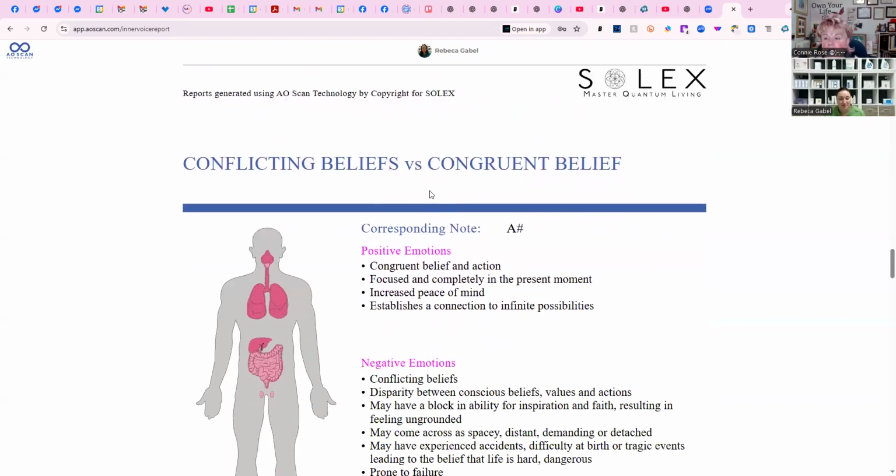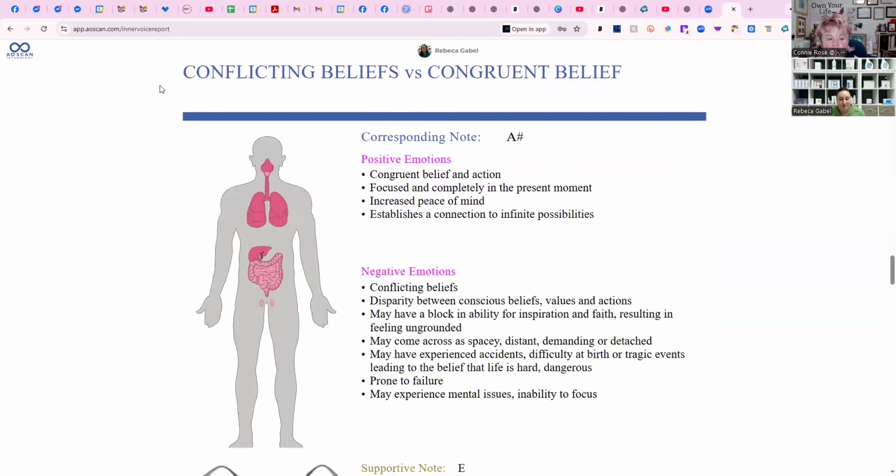Now the reports are broken up in two parts. There's the universal information, which means everyone with A sharp out of balance is this zone, conflicting beliefs versus congruent beliefs. There's positive and negative emotions affiliated with that. Those are universal. And it's not saying you just have one or the other. Remember the chart? There's different values, right? And then this is how it's showing up in the body and how this zone and this imbalance is impacting this part of the body.